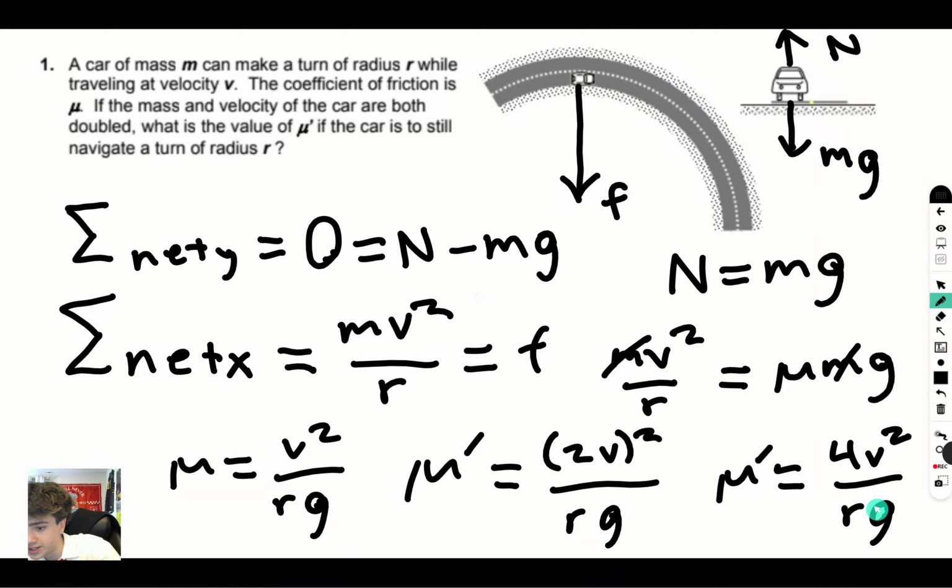over rg. And as you can see, when the velocity is doubled, the coefficient of friction required to keep the car on track is quadrupled.